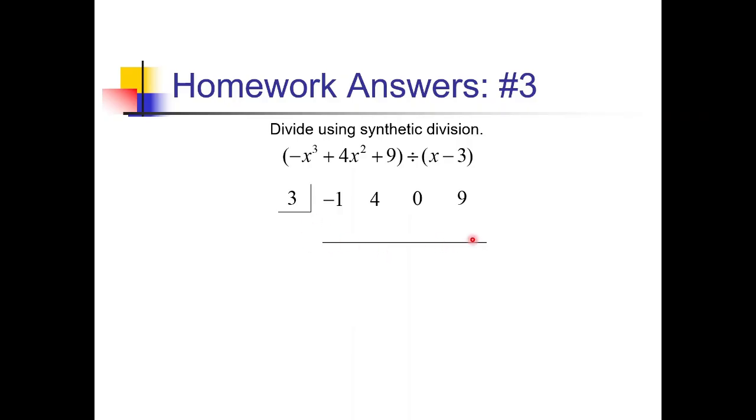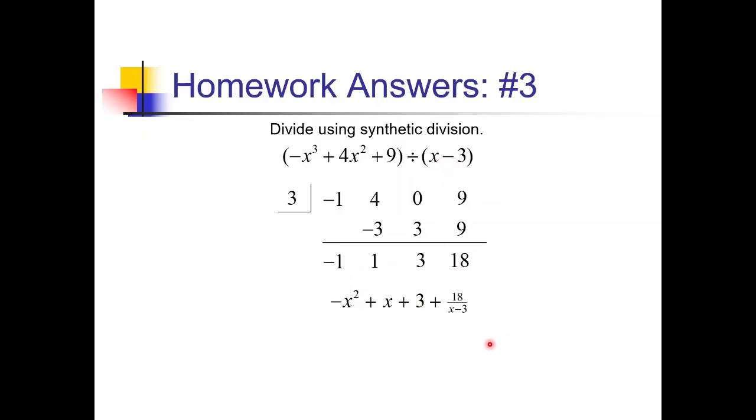Let's draw a line here and bring down our first coefficient of negative 1. So we have 3 times that, gives me negative 3 up here. 4 plus negative 3 is going to be 1. 3 times 1 is 3, plus 0 is still 3, times 3 is going to give us 9, and 9 plus 9 is 18. So this negative 1 represents a negative 1x squared for the quotient. It's one exponent lower than the third power that we started with. Then we have a plus 1x to the first power, plus 3, plus we have an 18 over our divisor of x minus 3.